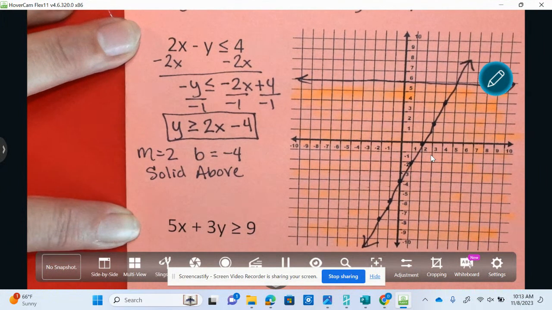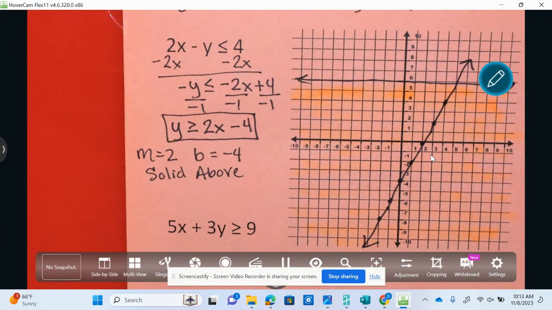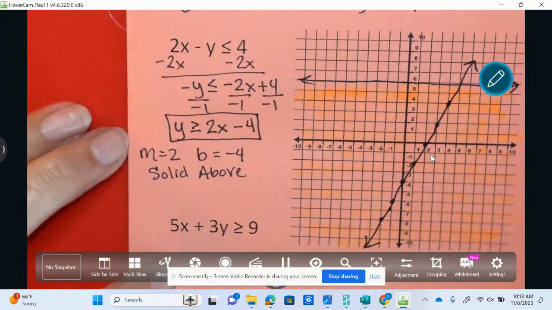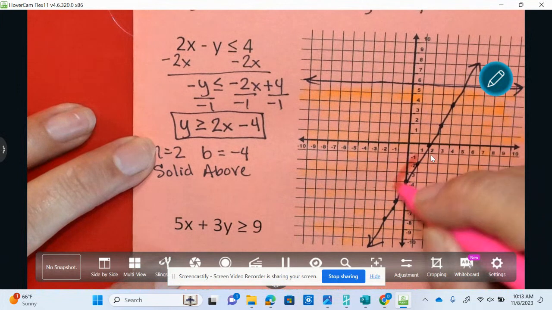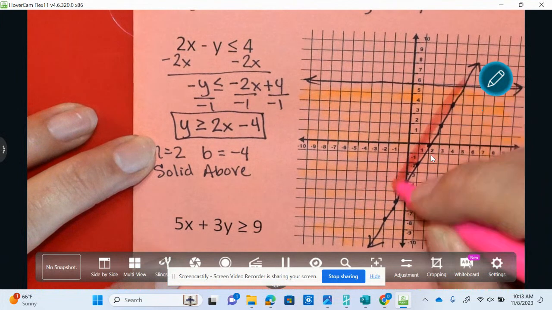And when I have to shade above, I'm shading the y values that are above my line. So that's this area right here.